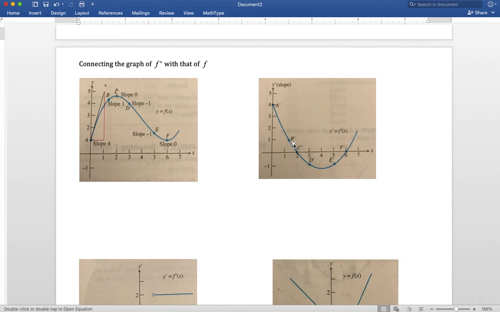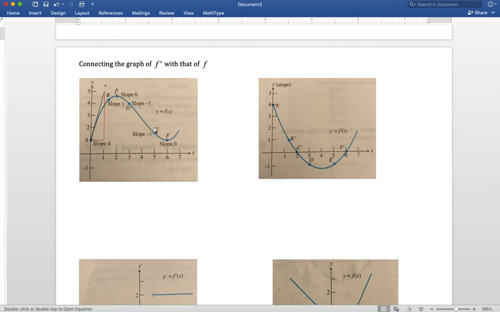Notice that it's marked as B prime. At point C, the tangent line would be horizontal. We would have a slope of 0. So there is C prime. We have a slope of 0 for x equals 2. After C, the slope is now negative. We are decreasing as we move from left to right. So the slope, the derivative, would have a negative value. We go from point D, we have a slope of -1. So our derivative would be at -1.